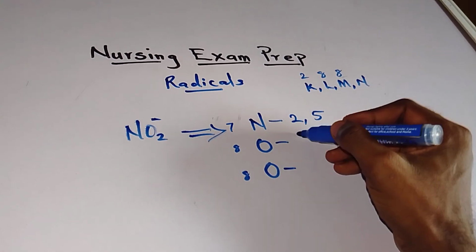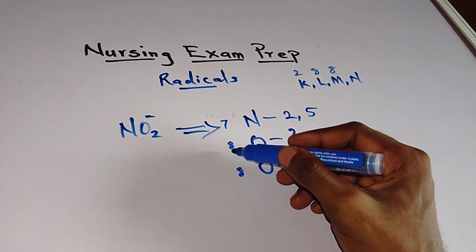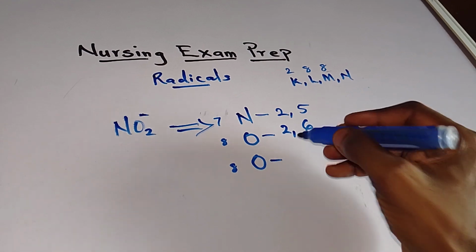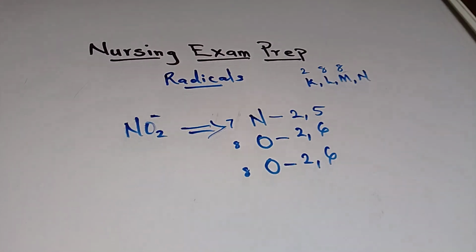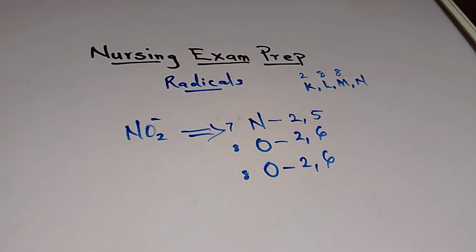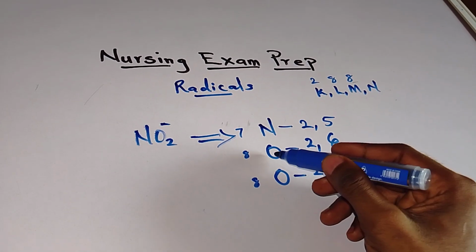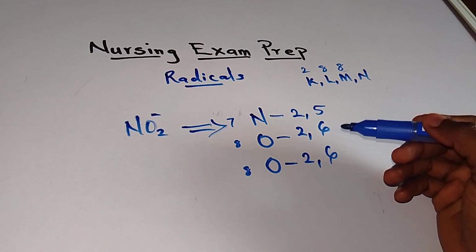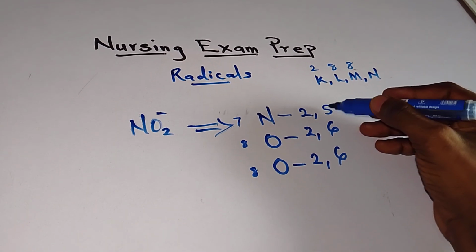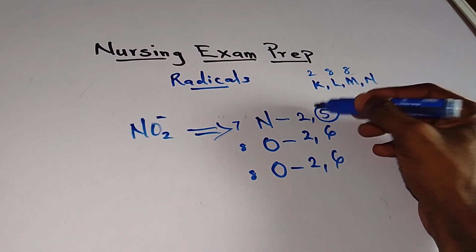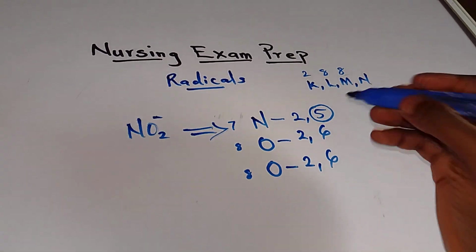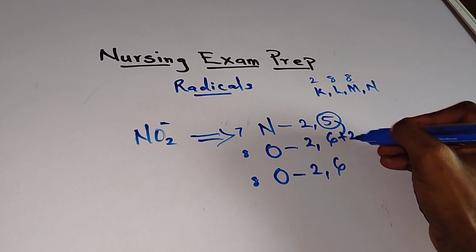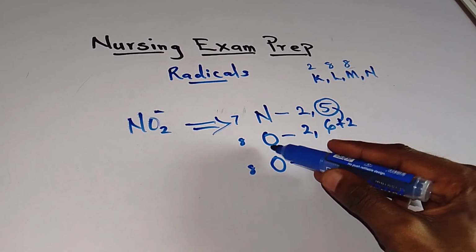Now configure this oxygen. When you take away 2 from 8, you are left with 6. We also have another oxygen here, so we have 2, then 6. Our aim is to make sure the outermost shells of these oxygen atoms are completely filled. So what do we do? Of the 5 electrons on the outermost shell of this nitrogen, we pick 2 and give them to this 6, so it becomes 6 plus 2, completing the outermost shell of this oxygen.